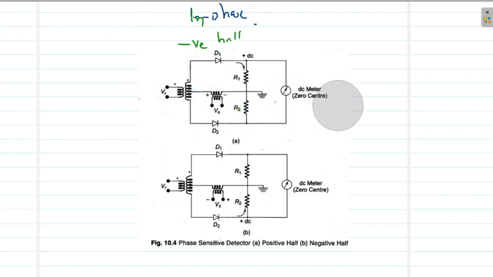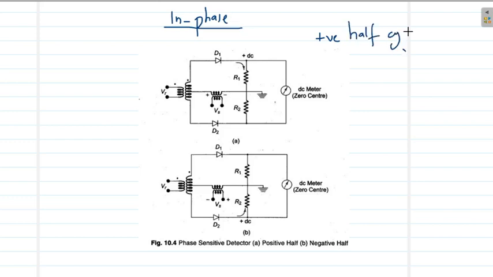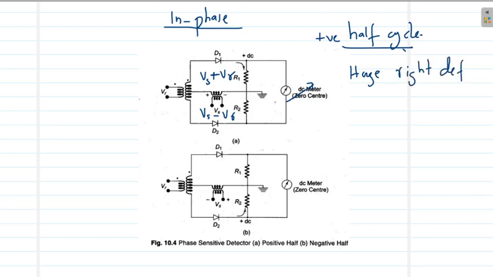So let us re-emphasize what we have learned. During the positive half cycle, for in-phase signal, the voltage in the upper half is Vs plus Vr, and the voltage in the lower half is Vs minus Vr. As a result, the galvanometer will show a huge right deflection. Why huge? Because the deflection is due to this voltage Vs plus Vr.